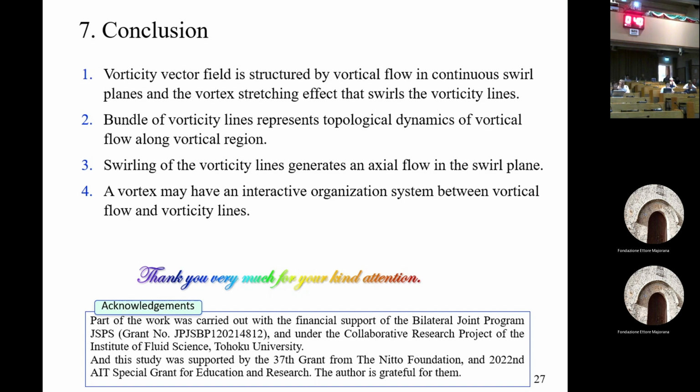We have no time. So in conclusion, the vorticity vector field is structured by vortical flow in continuous flow planes and the vortex stretching effect, that's for the vorticity lines. And the bundle of vorticity lines represents topological dynamics of vortical flow along vortical regions. And also soaring of vorticity lines generates axial flow in the flow plane. So a vortex may have an interactive organization system between vortical flow and vorticity lines. Okay, thank you very much for your kind attention.